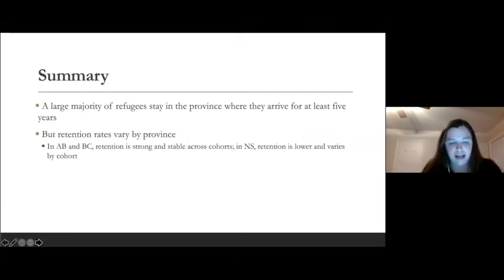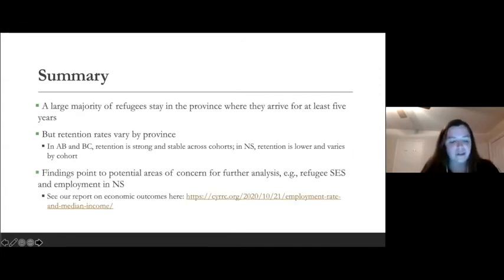So while in Alberta and BC, more than 4 out of 5 refugees across all cohorts stay in their province of landing for at least 5 years, in Nova Scotia, this figure is as low as 66%, and it varies by cohort. And last, we also want to draw your attention to how these findings can point to potential areas of concern, which can be explored further using the IMDB data and the tools provided on the StatsCan website, which Dr. Yoshida will be showing you in just a moment.